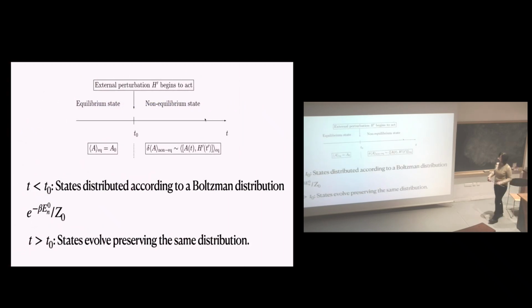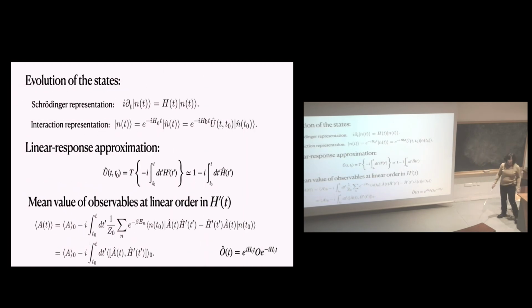And this is precisely the situation. We have an equilibrium state. We go to some non-equilibrium state. In the equilibrium state previous to the switching on of the time-dependent interaction, states were distributed according to a Boltzmann distribution. Afterwards, it is assumed that states evolve preserving the same distribution. So this is the procedure.